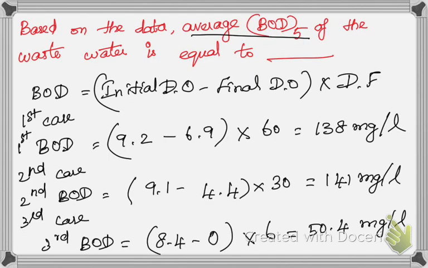So the answer will be 139.5 milligram per liter. In order to confuse you, they might have given 109.8 milligram per liter in the option also. But the correct answer is 139.5 milligram per liter.